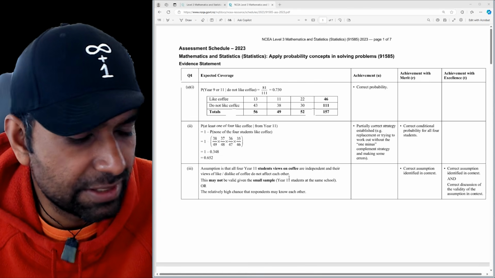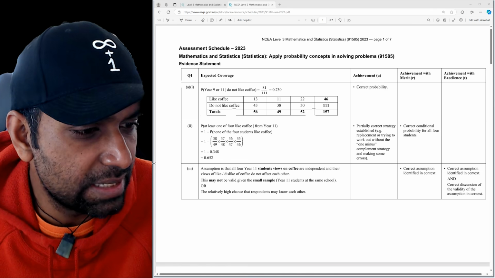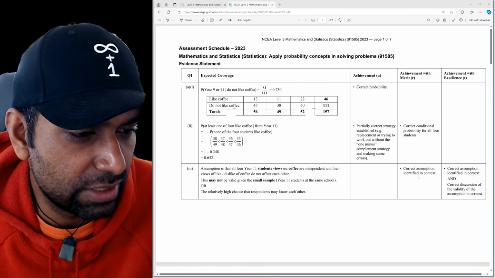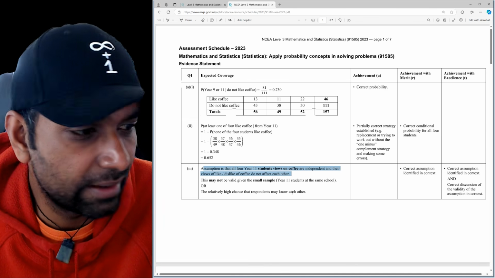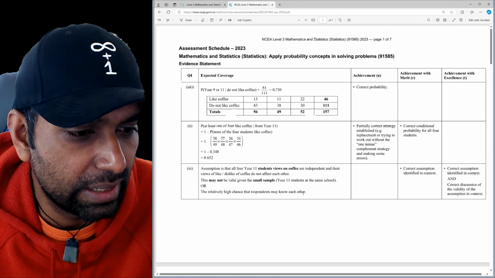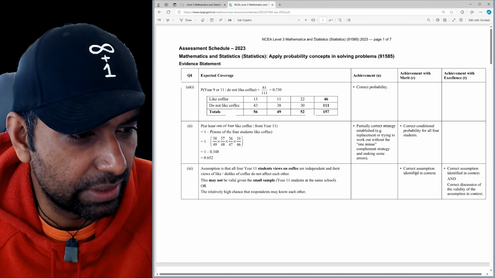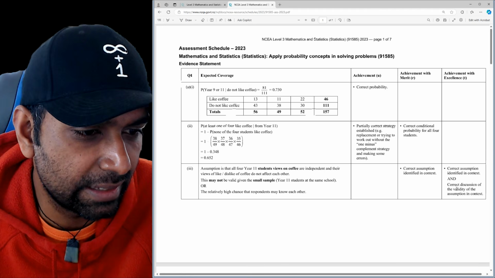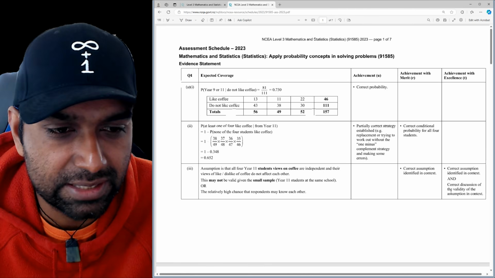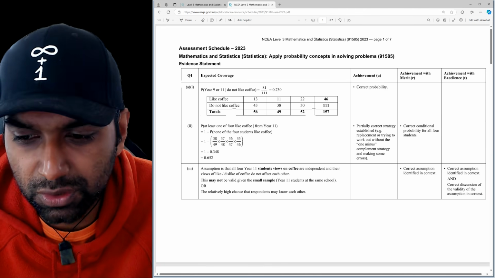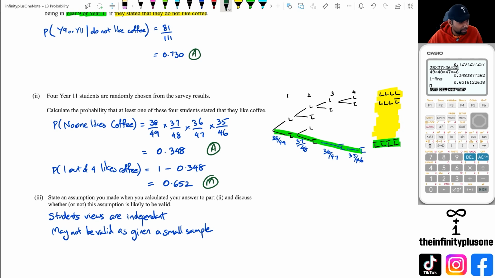So as you can see, this is pretty much from the schedule itself. So basically, the correct assumption identified in context, I'm guessing somewhere around here, we're looking at a merit. And then for the last part there, we are looking at an excellence. So it's doing the assumption in context and then discussing whether it's valid or not. That's what's going to get you an excellence for this question. I kind of left it halfway through there, so I might not get an excellence for it, but I'll definitely get a merit for this part here.